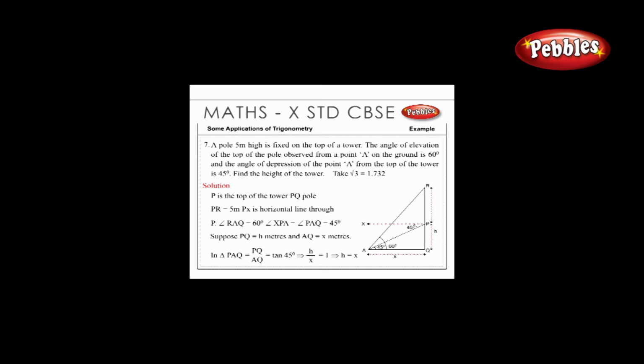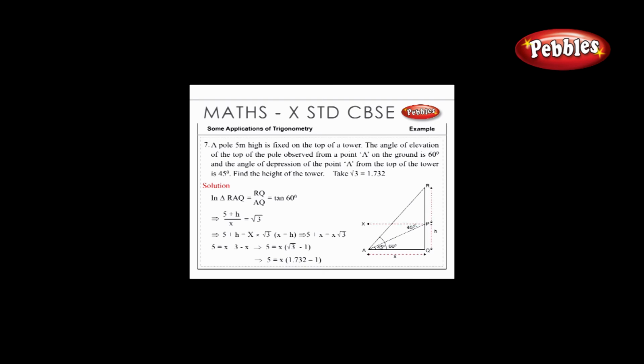PX is the horizontal line through P. Angle RAQ is equal to 60 degree. Angle XPA is equal to angle PAQ is equal to 45 degree. Let us take PQ is equal to H meters and AQ is equal to X meters. In triangle PAQ, PQ by AQ is equal to tan 45 degree, implies H by X is equal to 1, implies H is equal to X.